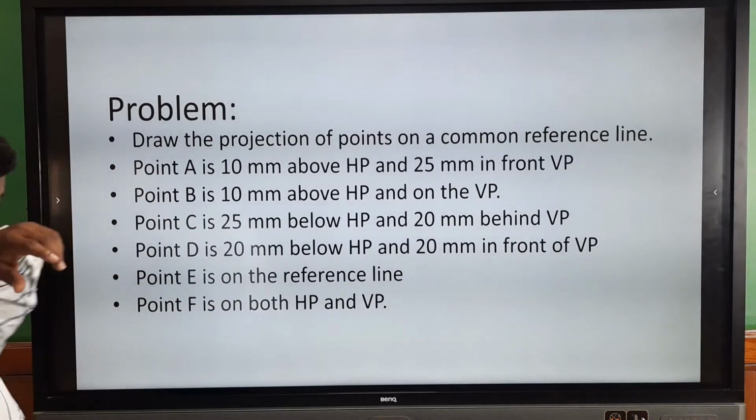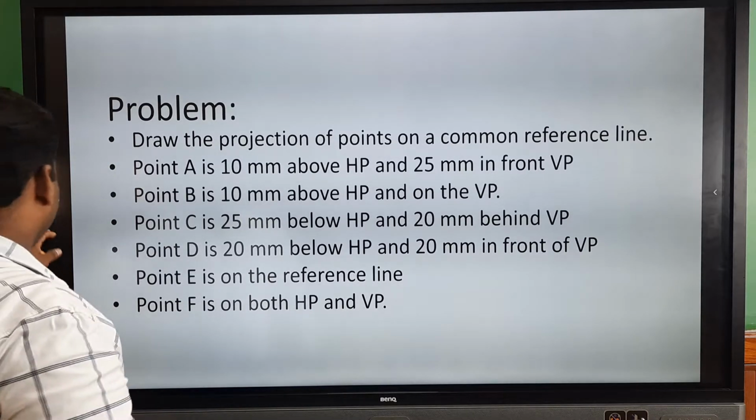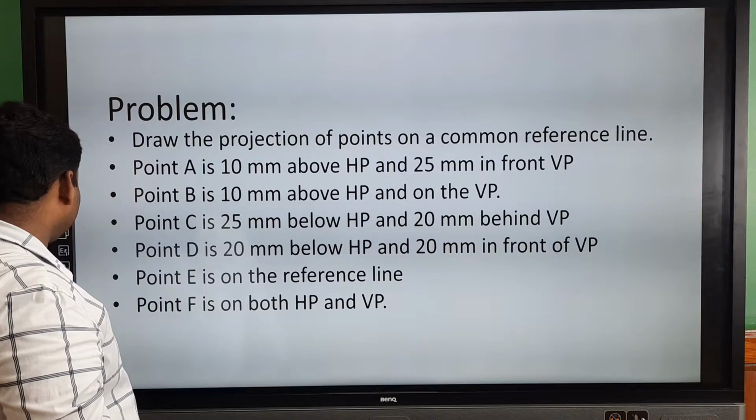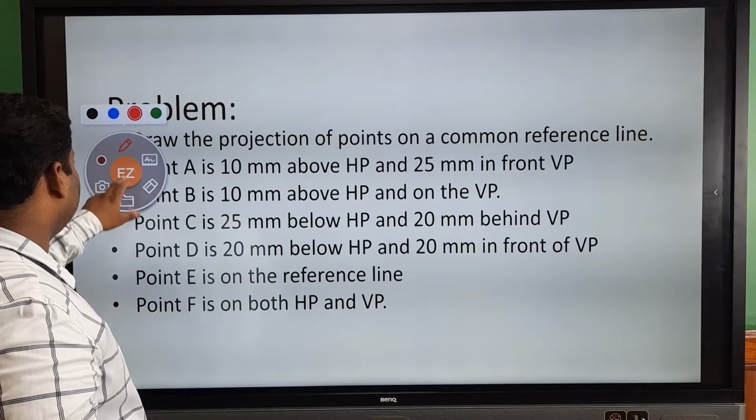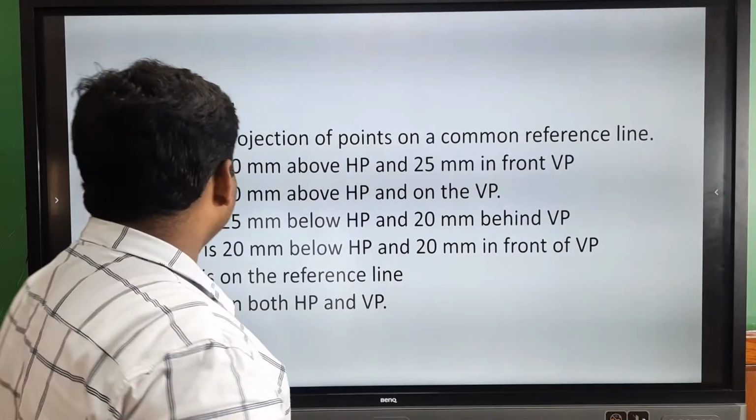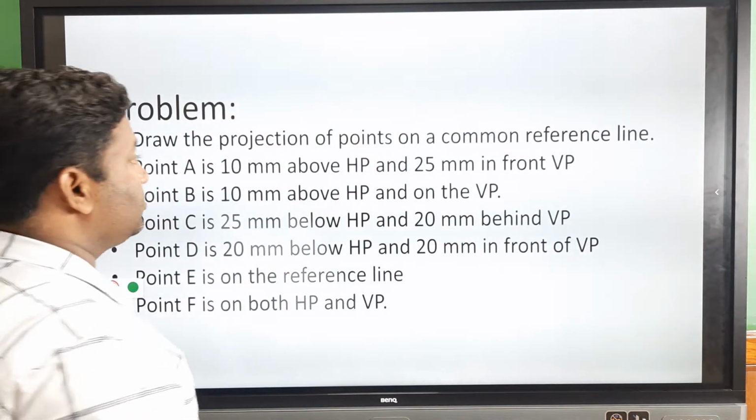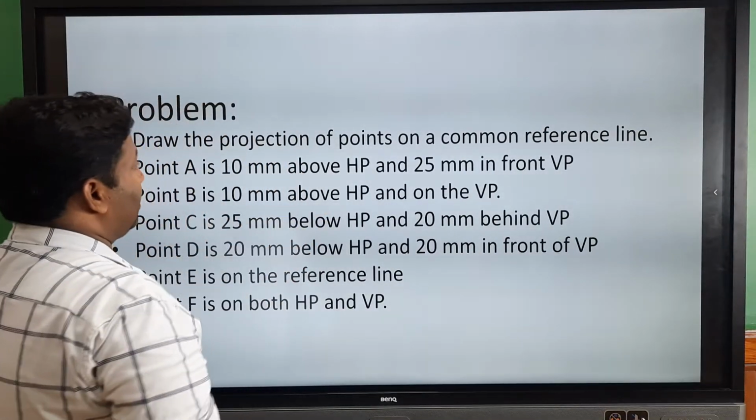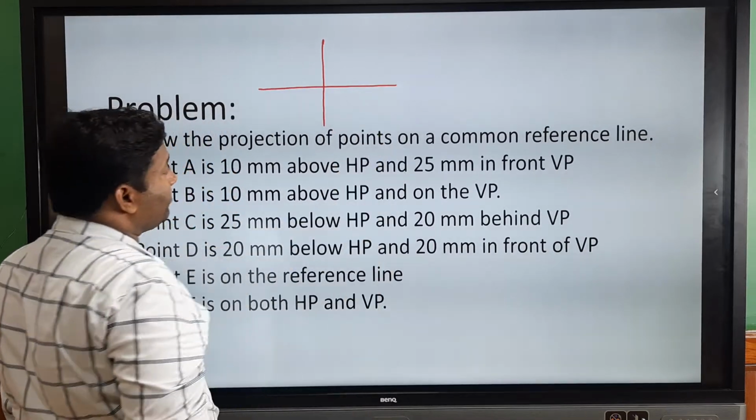So, now in the 4 different quadrants, we are representing the point. So, this is the problem which we have to draw. So, now here, now we are going to draw this one. So, suppose draw the projection of the point on a common reference line. First, point A is 10 mm above the HP and 25 mm in front of the VP. So, here we have to draw this one. So, I will draw the figure here. Suppose this is our figure.